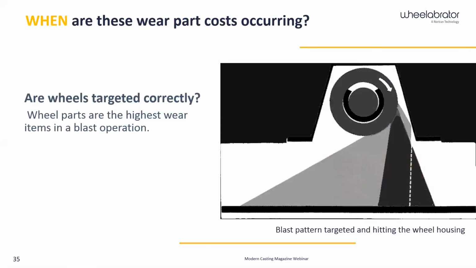One of the main areas is off the blast wheel. If that blast wheel isn't targeted correctly, it's going to increase your wear parts. Pictorially right there, you can see I'm actually blasting off of my housing with a tremendous amount of my blast stream. So that's going to do two things. Obviously, it's going to increase my abrasive consumption. It's going to wear out my housing faster, and I'm not going to clean as fast. So those are a couple of areas that you want to look at.